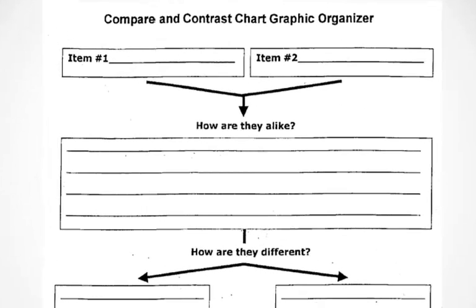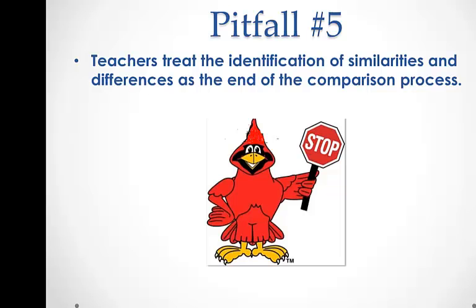There's topic or item 1 on the left, item 2 on the right. You have a nice little area to write in on how they're similar, and then you deal with the differences underneath. This is just a typical 8.5 by 11 sheet of paper, so you just have to imagine that the differences go down for the rest of the page. I thought this was great. I was very excited when I found it. Pitfall number 5, guilty again, treating the identification of the similarities and differences as the end of the comparison process. I think after that compare and contrast, we would then just move on to the next one.